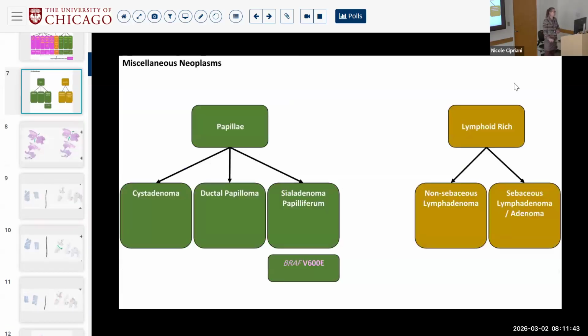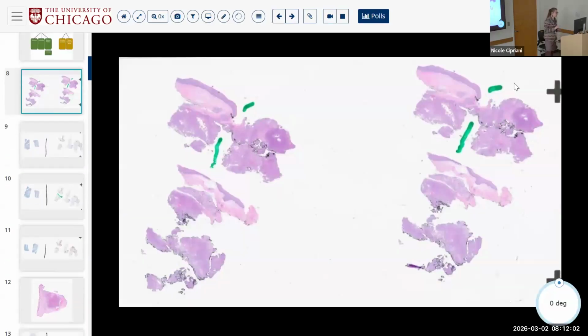And then to flesh out the last things that are in the WHO that are very rare that you may or may not see, are things like the other lymphoid-rich things like sebaceous or non-sebaceous lymphadenomas, and these other rare tumors that are mostly intraductal, cystic, papillary types of situations. Okay, but I need you guys to know the most common ones. So that's what we're gonna focus on. Questions?